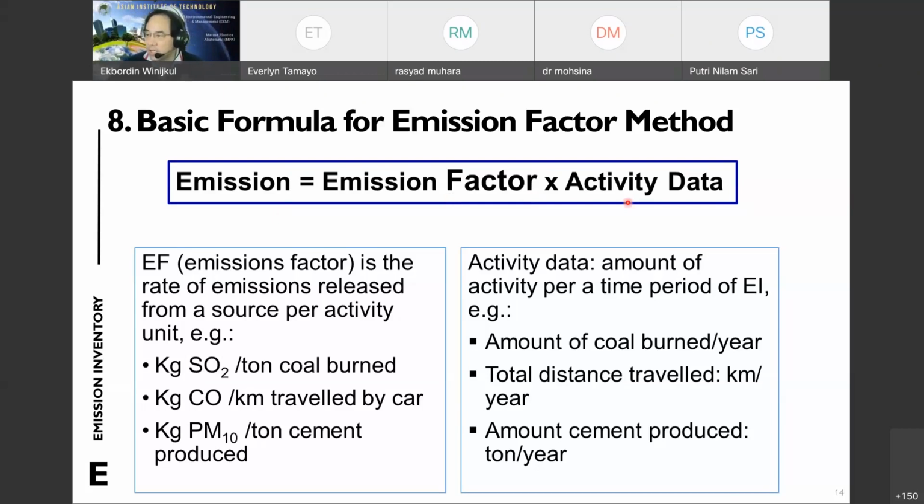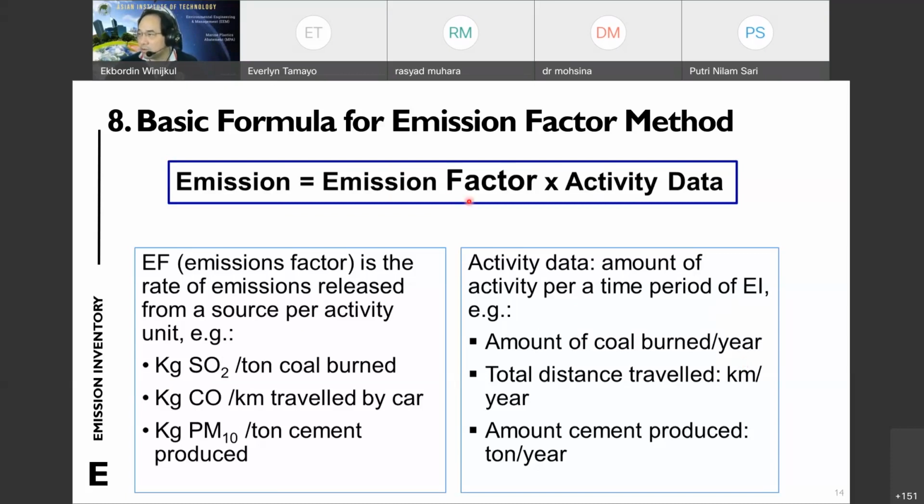Emission factor in this case is the rate of emission released from the source per activity unit. For example, it can be kilograms of sulfur dioxide emitted per ton of coal burned. And then the activity data is the amount of the activity per time period of the emission inventory. For example, it can be the amount of coal burned per year, right?